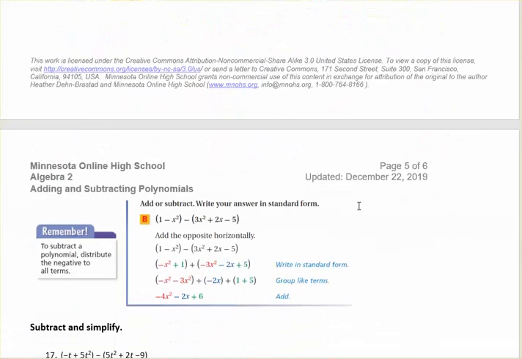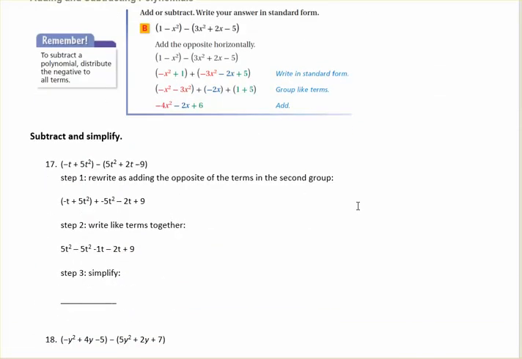Now, subtracting, you have to be a little more careful. The rule for subtracting is to add the opposite. So the best thing to do, especially as you're starting these, is to change your subtraction problem to an addition problem and then change the sign of every term in the second parentheses, the second group. So in this one, we changed our minus to a plus, then I changed the 3x squared to a minus 3x squared, the 2x to a minus 2x, the minus 5 to a plus 5. And then you add like we just did in the other one.